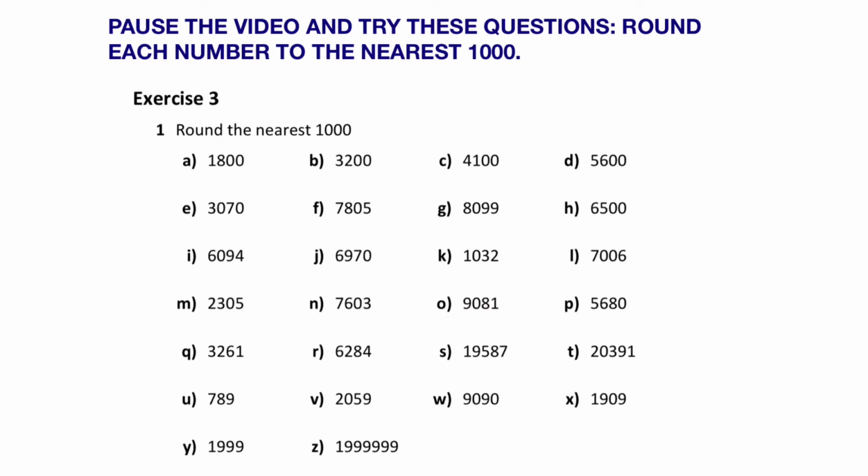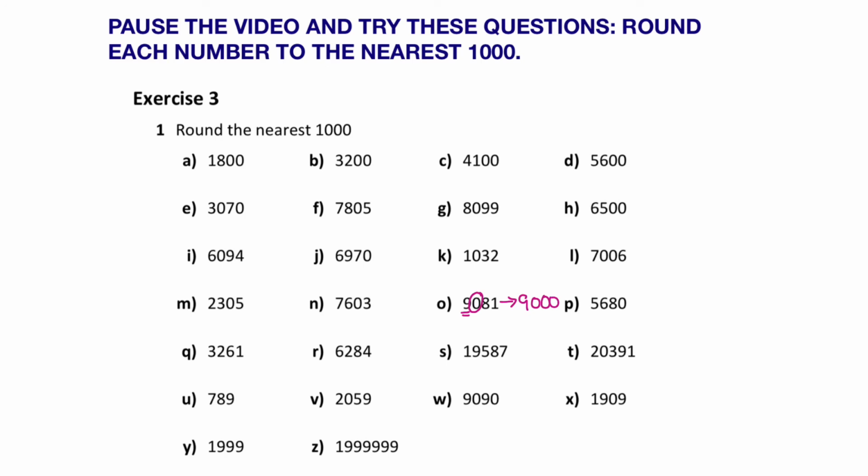So remember, first job is to identify the thousands digit. So 9,081. The 9 is the thousands digit, and it's the 0 that's going to tell us whether we leave it as a 9 or whether we move it up. Now, when we move up 9, we move it to 10, remember. So the 0, though, tells us to leave the 9 as it is. So this one is just 9,000.